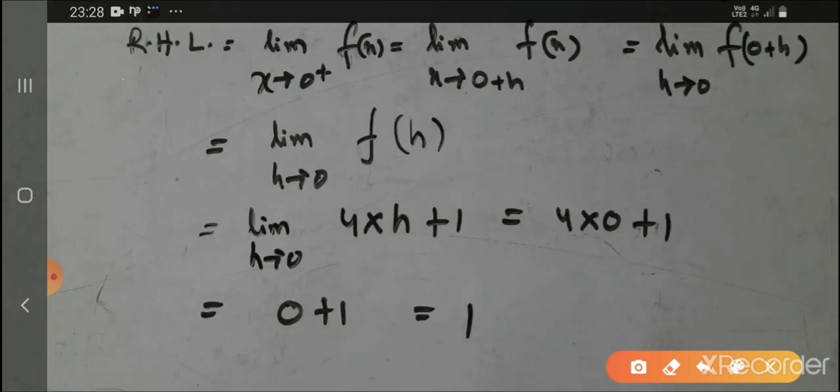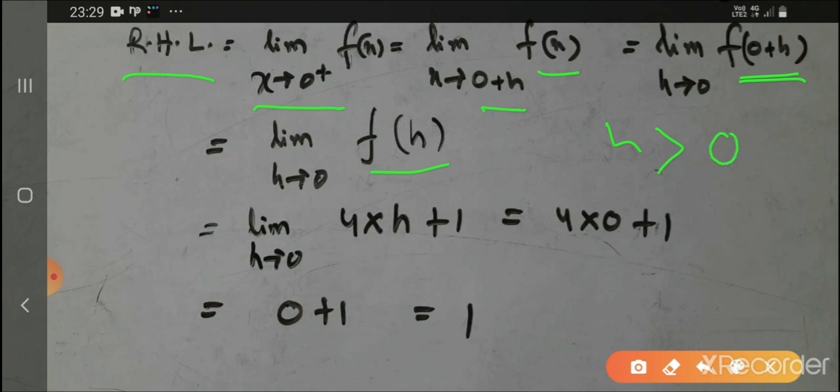Here we have to find the right hand limit. The formula of the right hand limit at x tends to 0 is limit x tends to 0 plus of f of x, which will be 0 plus h, where h is a very small positive number. This equals limit h tends to 0 of f of 0 plus h, which is f of h. H is a small positive number, that is greater than 0.